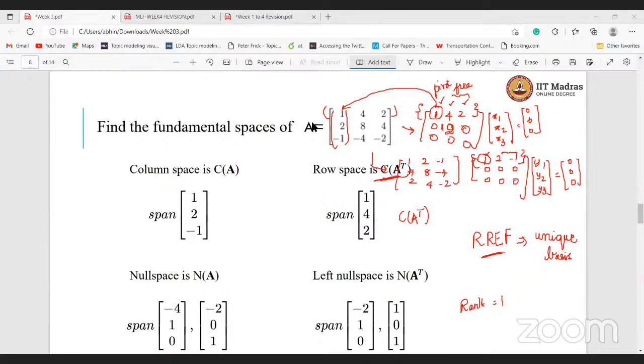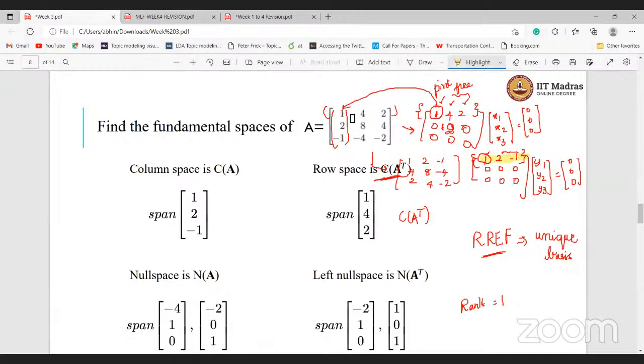Okay, so suppose I am given a matrix A, and I want to calculate all the fundamental subspaces. For the column space, you simply reduce it to row echelon form. When you reduce it to row echelon form, finally 1, 2, -1, 0, 0, 0, and 0, 0, 0 is left. So this particular row forms the column space.